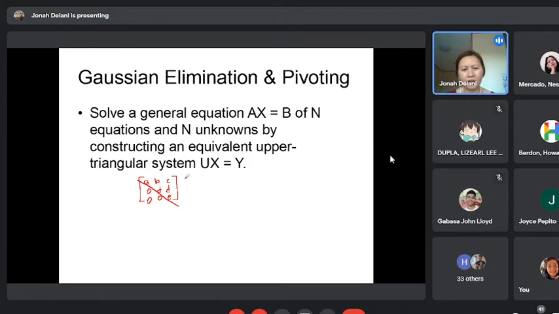So kung naa siya, if it is a linear equation, if the variables are x, y, and z, you would have, so upper triangular system na siya. Diba? Example na sa J element. So that's an upper triangular system that is described by UX equals Y.